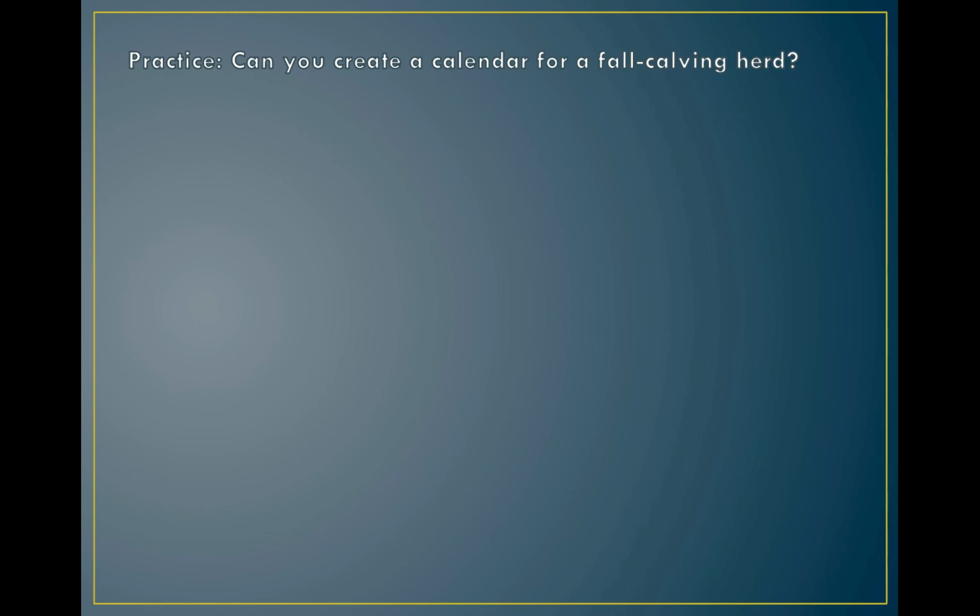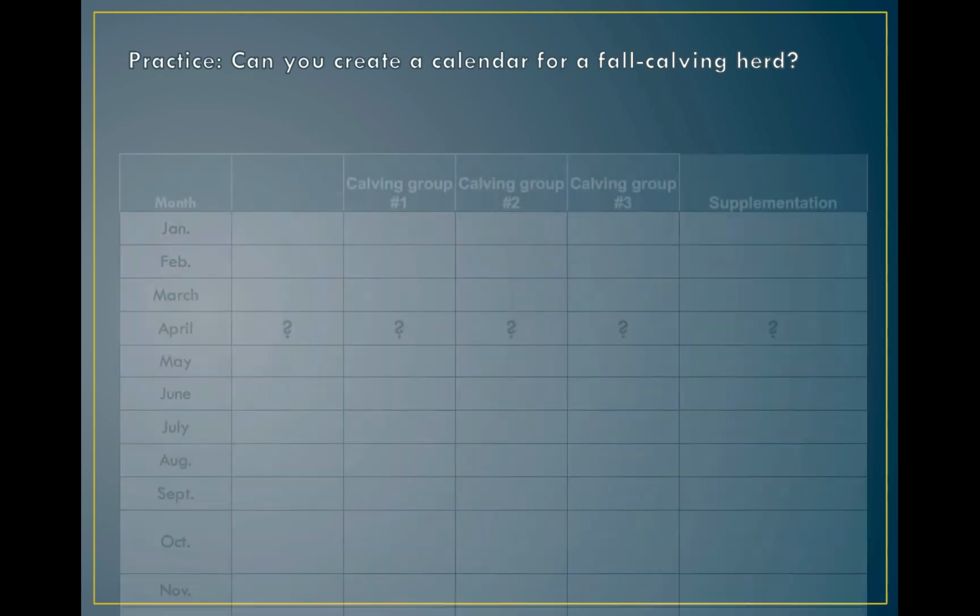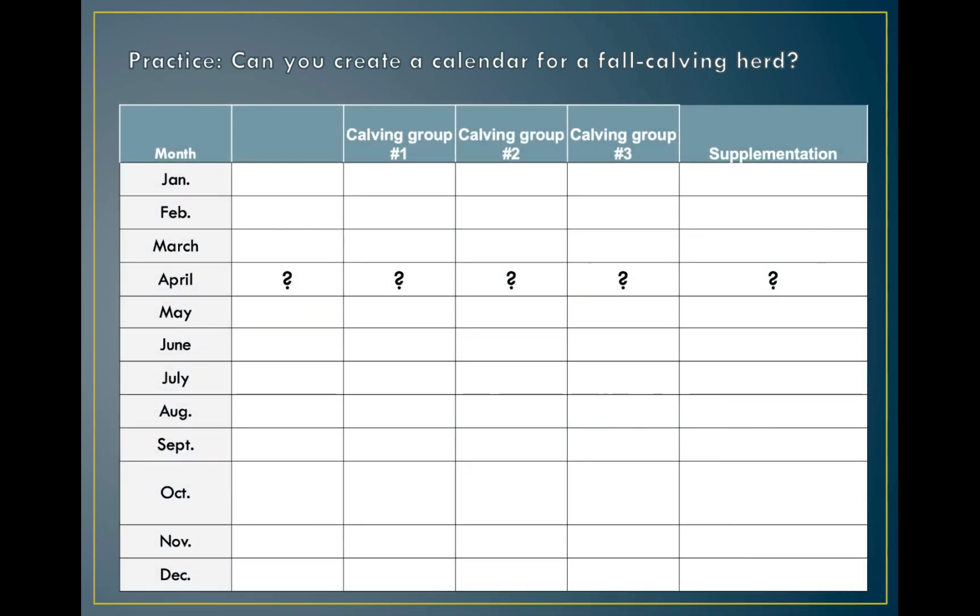So here's something for you guys to work through. Can you create a calendar for a fall calving herd? You can use this as a model, and you can go through and put in where the trimesters are going to be for the different calving groups. We're going to assume a 90-day calving season. Based on the information that was in the previous slide, you guys should be able to go in and fill this out.